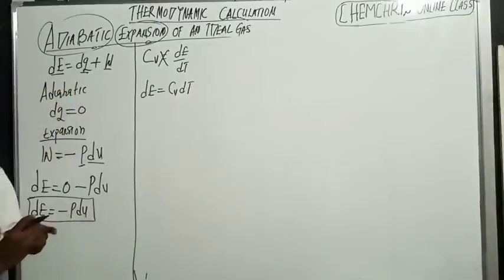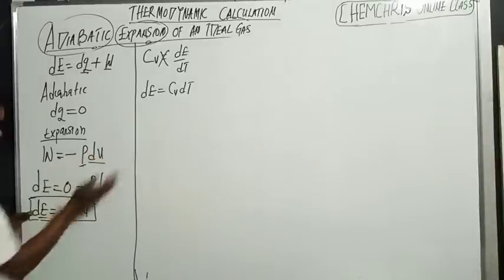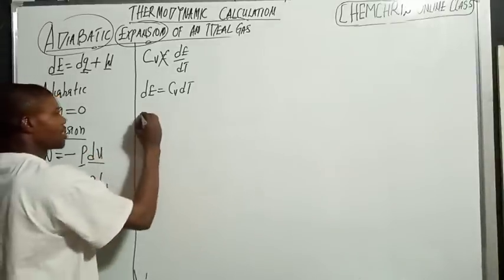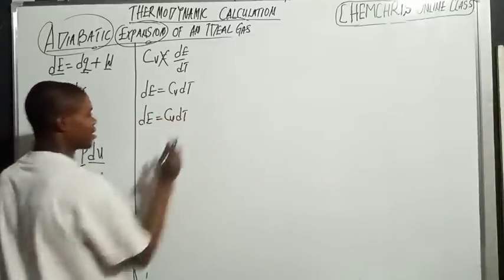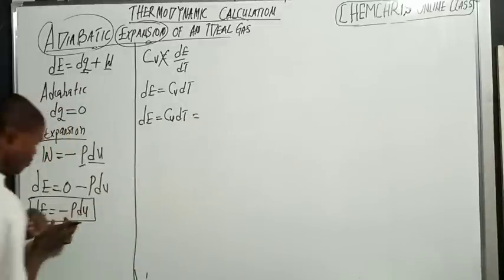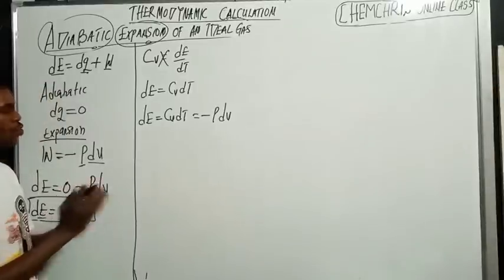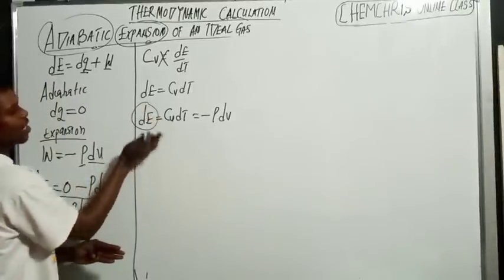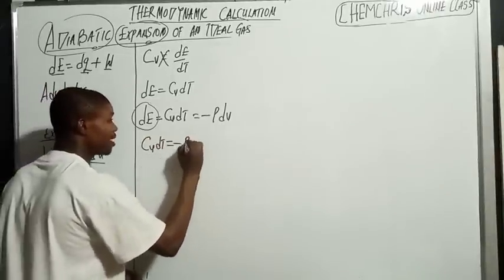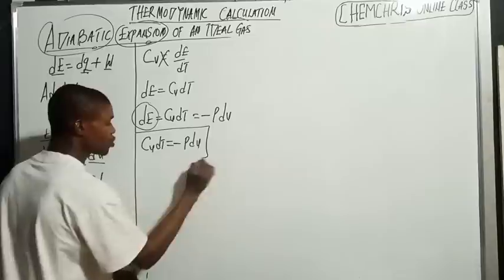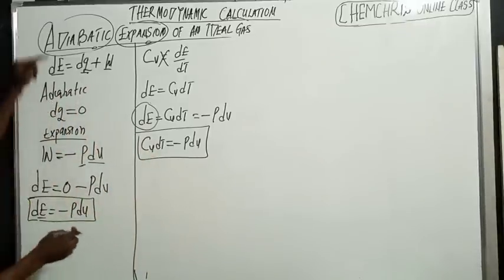So now what we want to do here is, the change in internal energy is equal to this one here. So here we can say the change in internal energy equals CV change T, equals minus P change V. So it means I can eliminate this one here. So here I can have CV change T equals minus P change V, right? So this is what we have arrived at next.